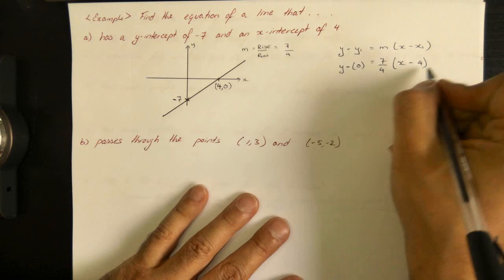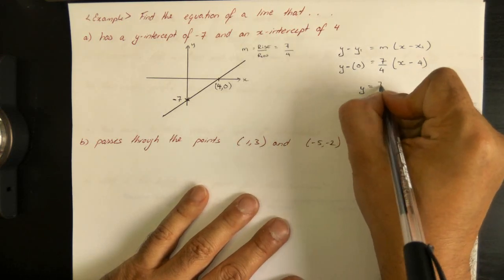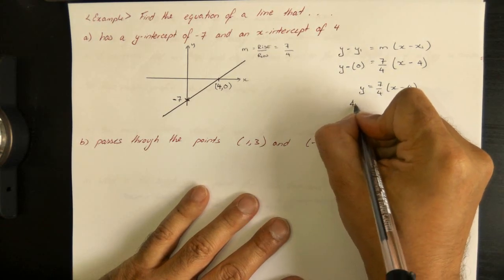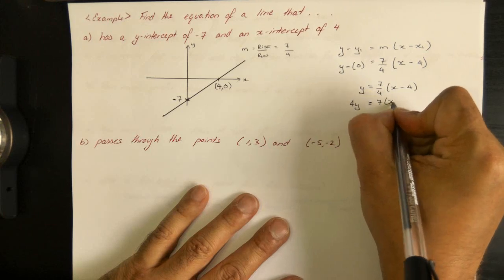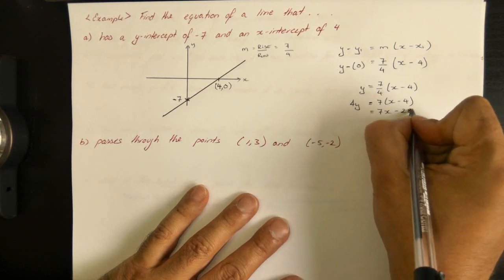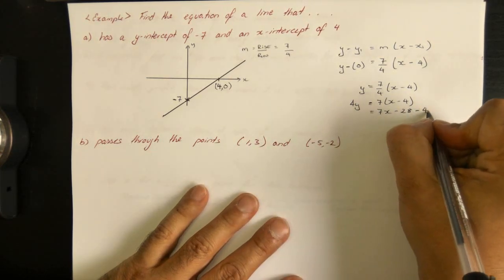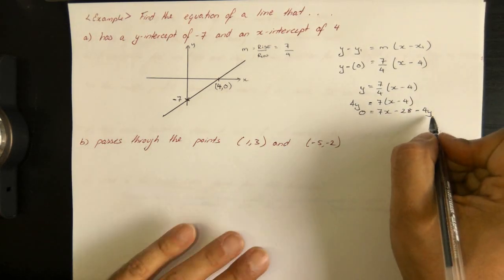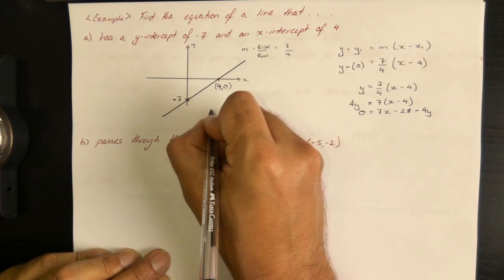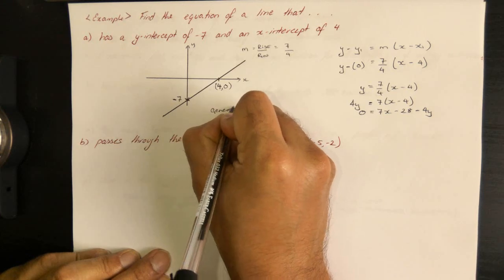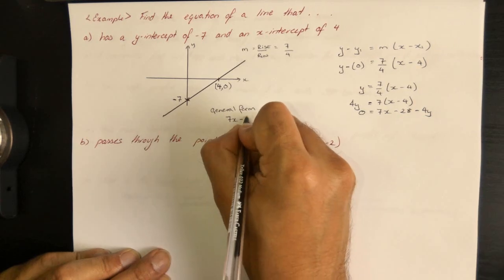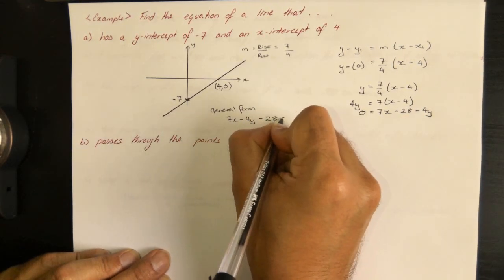Cleaning this algebraically, I get y equals 7 over 4 times x minus 4. Multiply both sides by 4, I get 4y equals 7 times x minus 4. Expanding this, I get 7x minus 28. Bringing this over here, I get -4y. And now I have it in the general form, which for this equation is 7x minus 4y minus 28 equals 0.